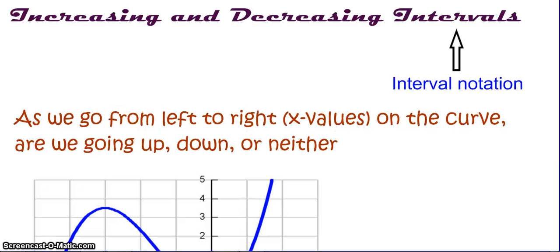Okay, now we're going to talk about increasing and decreasing intervals. Note the keyword intervals. That tells us our answers are going to be in interval notation. So what are we talking about? Well, we're talking about as the function goes from left to right. So we're specifically focusing on the x values as far as our answer. But what we're looking at is the curve going up or down or neither, because it could be constant as well. So our answers are going to be x values, but what we're looking at is how the y values are changing.